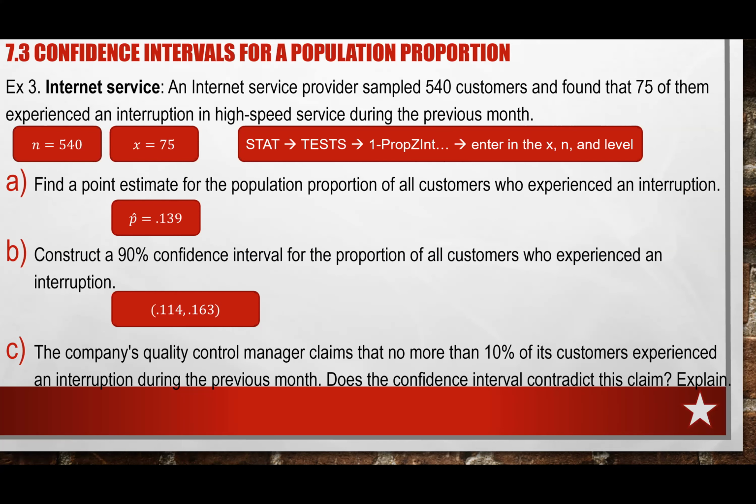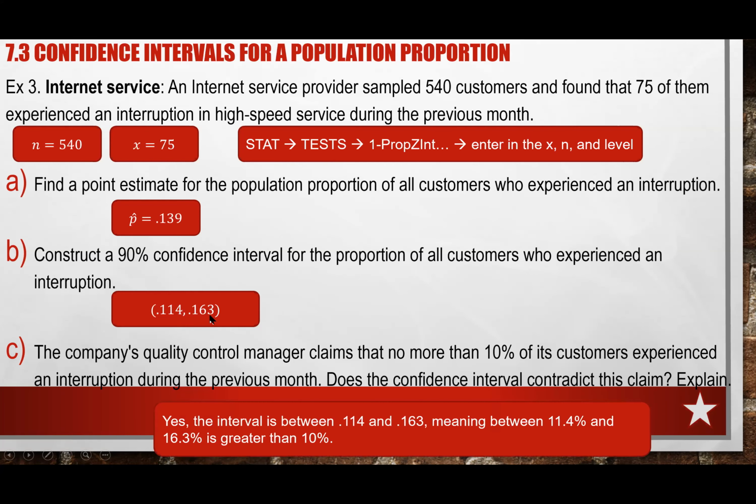No more than 10%. He came out and said, based on what he has, no more than 10% of the customers have interruption. And as you can see, 10% is less than what we estimate, right? It might be true based on his information, but based on the information we got, we say that between 11% and 16%, between 11.4 to be exact and 16.3 to be exact, but roughly between 11% and 16% of the customers have the interruption. And here he says it's only 10% or less.